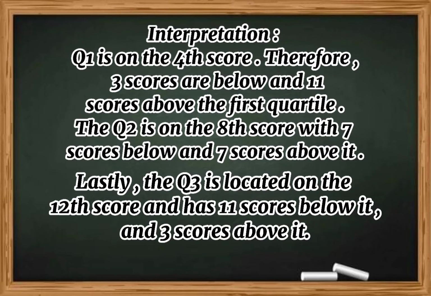So, the interpretation will be quartile 1 is on the first score, therefore 3 scores are below and 11 scores above the first quartile. The quartile 2 is on the 8th score with 7 scores below and 7 scores above it. Lastly, the quartile 3 is located on the 12th score and has 11 scores below it and 3 scores above it.